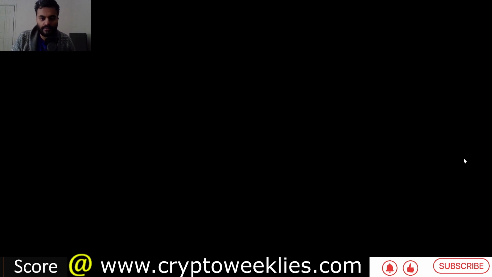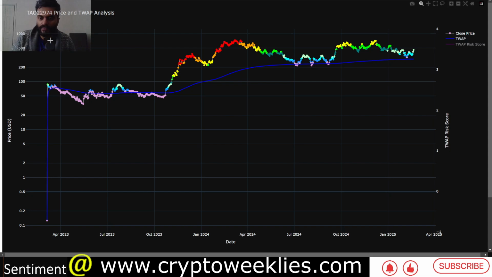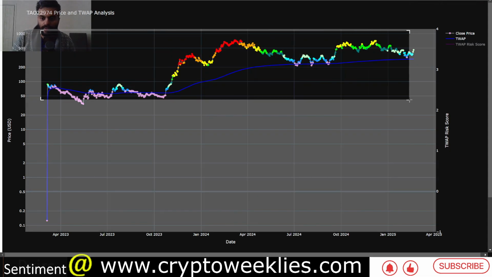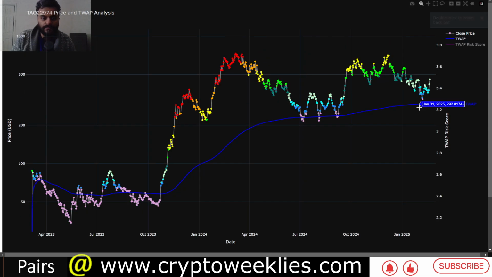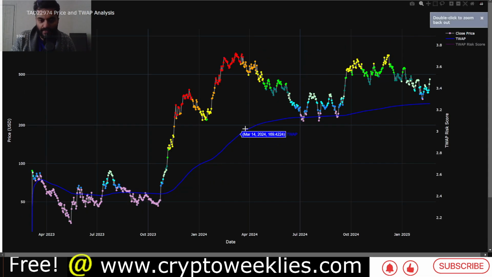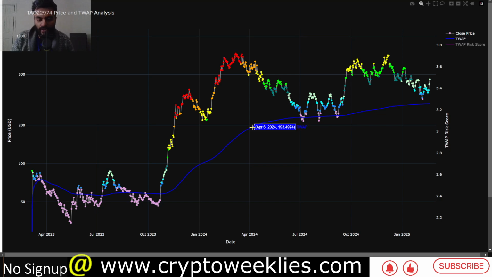In terms of the time weighted average price model, for BitTensor, let's focus on this blue line, which represents the time weighted average price at any given point, which validates how much time a price has spent at some of the key levels. Whenever the price is below the blue line, that usually represents the best time to DCA as that asset matures. You can see in the entire bear market, this was launched in 2023, so it kind of skipped the 2022 bear market.